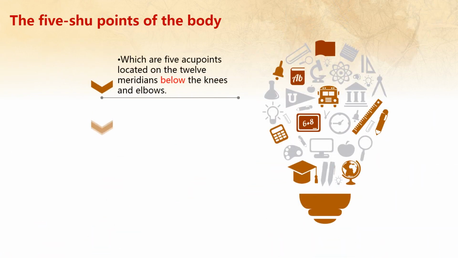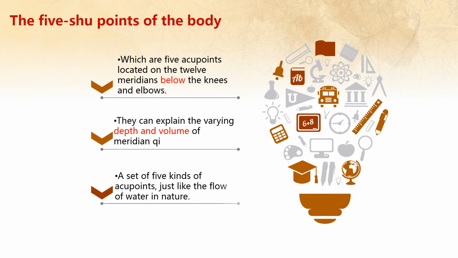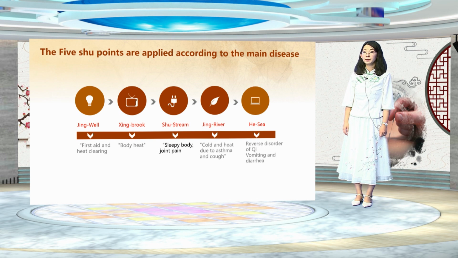The 5 shu points are 5 points located on the 12 meridians below the knees and the elbows. They are a set of 5 kinds of acupoints, just like the flow of water in nature. They can explain the varying depth and volume of meridian qi. The 5 shu points are applied according to the main disease. Our ancients used natural water flow as a metaphor to express the distribution of qi and blood, from small to large, shallow to deep, giving a relatively vivid description.